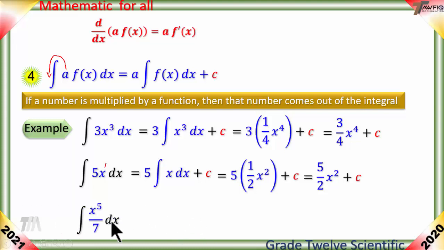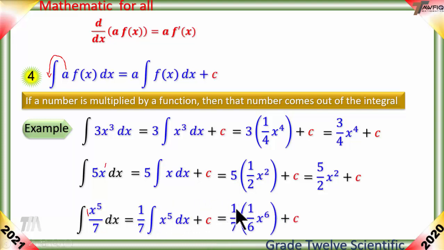If we have the integral of x to the power 5 over 7 dx, first of all, take 1 over 7 outside the integral, so it becomes 1 over 7 times the integral of x to the power 5 dx. Adding 1 to the power, 5 plus 1 is 6, it becomes x to the power 6, and dividing by the new power which is 6. Now simplifying, 1 times 1 is 1, 7 times 6 is 42, so x to the power 6 over 42 plus c.